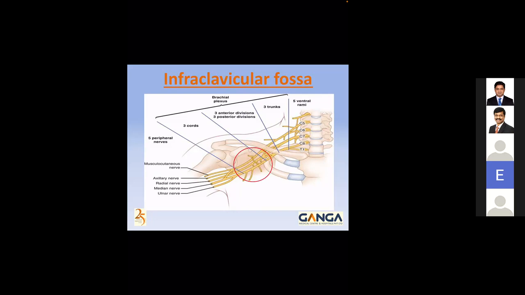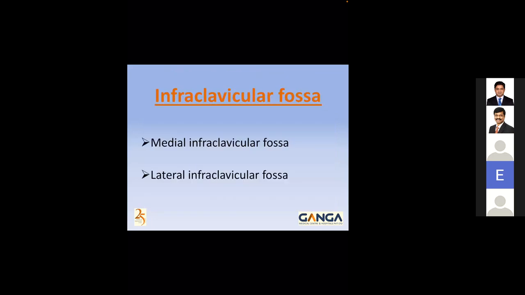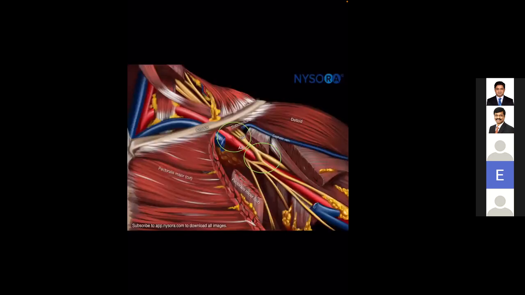The infraclavicular area can be divided into the medial infraclavicular fossa and the lateral infraclavicular fossa. These are the two things. Just below the clavicle comes the medial infraclavicular fossa, and furthermore infralaterally, that is the lateral infraclavicular fossa.